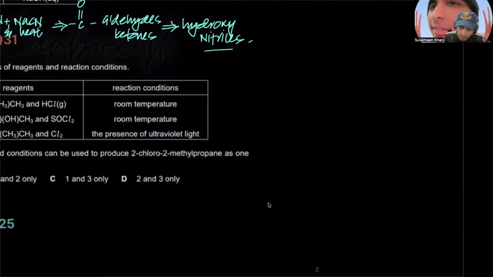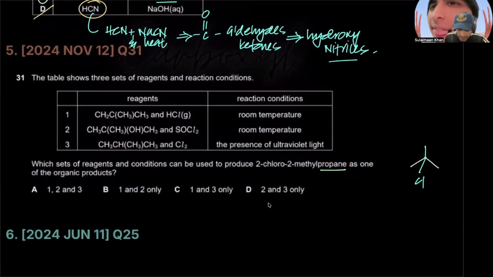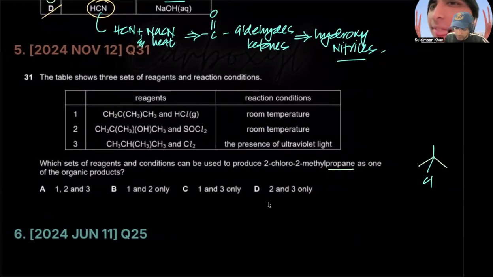Let's first make 2-chloro-2-methyl propane. Let's make the longest chain, which is propane. Then you have a chlorine atom on the second carbon and a methyl on the second carbon, right? So effectively, this is how it looks. This is the structure of 2-chloro-2-methyl propane. Now I'm saying, okay, which of these sets will give you 2-chloro-2-methyl propane?